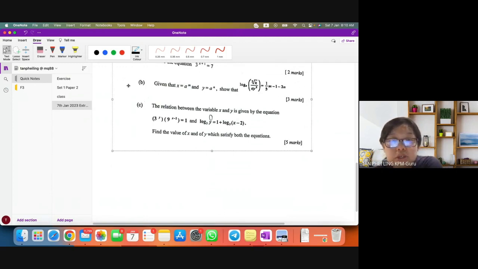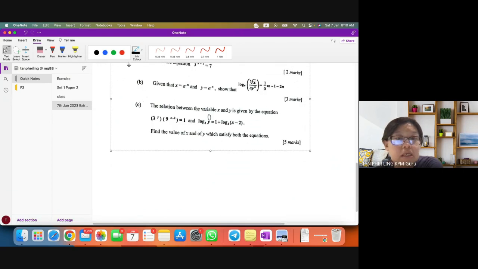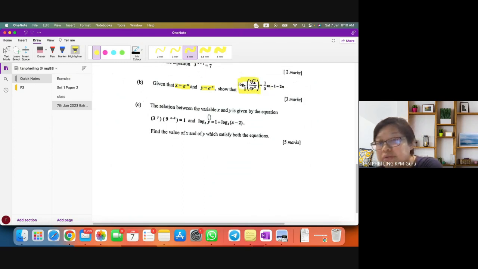Now, look at this question. They have given you something here. Let's highlight first. These are the given ones, where x is a to the power m, y is a to the power n. Then they ask us to show this thing, show that this is equal to this one. Which means that we cannot straight away write down the whole thing. When you are asked to show something, you have to choose whether you want to start from the left to become the right or start from the right to become the left. So in this case, it's very obvious that you cannot start from here.